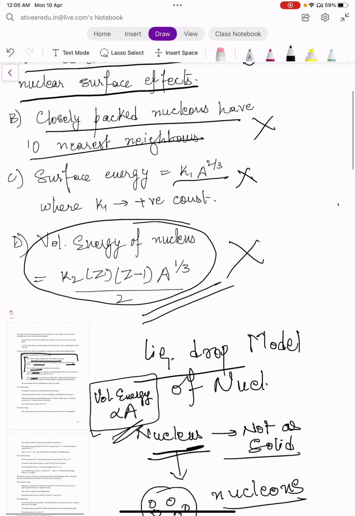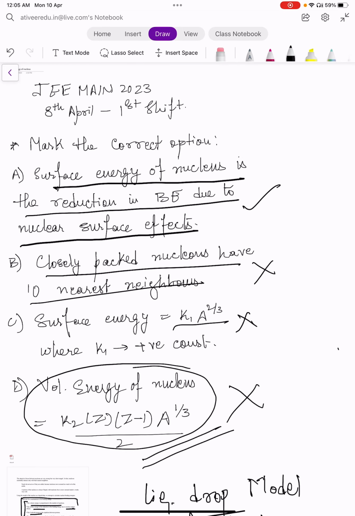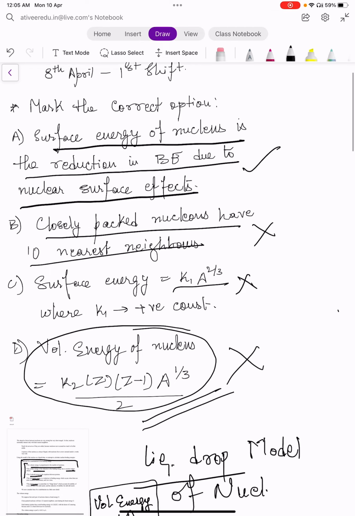Overall, this question is not within the scope of JEE Main, but it is a nice question overall.